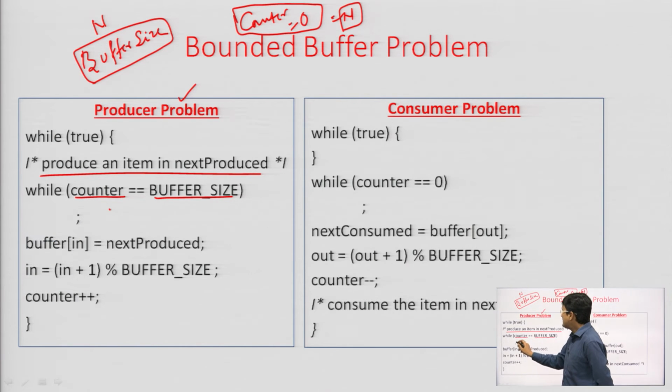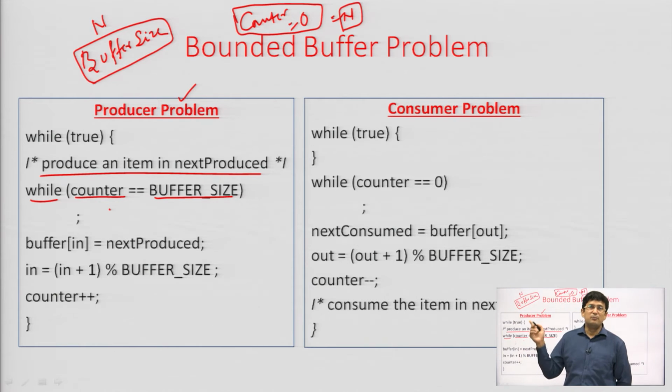There is a semicolon symbol, and we are in the while loop. It means that when the counter equals the buffer size, we will keep waiting until at least one item is consumed by the consumer process. The moment one item is consumed by the consumer process, the number of elements in the buffer will reduce to n minus 1. Then we will have space for producing an item and putting it in the buffer.